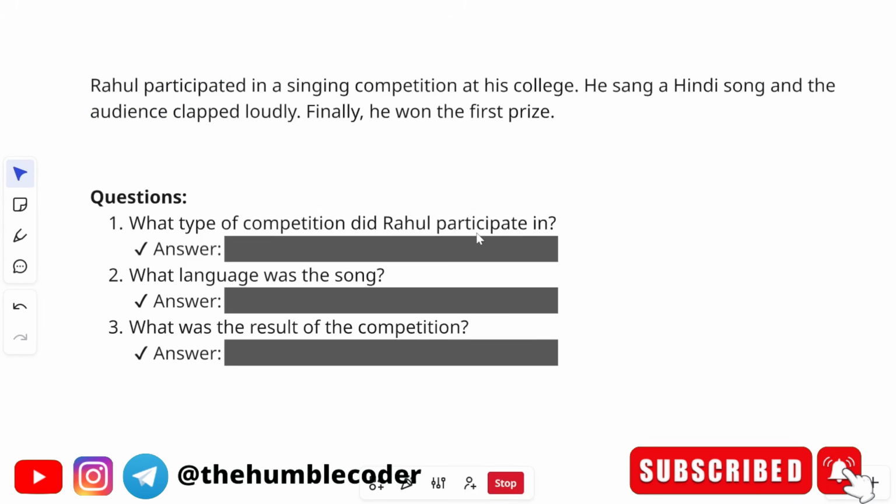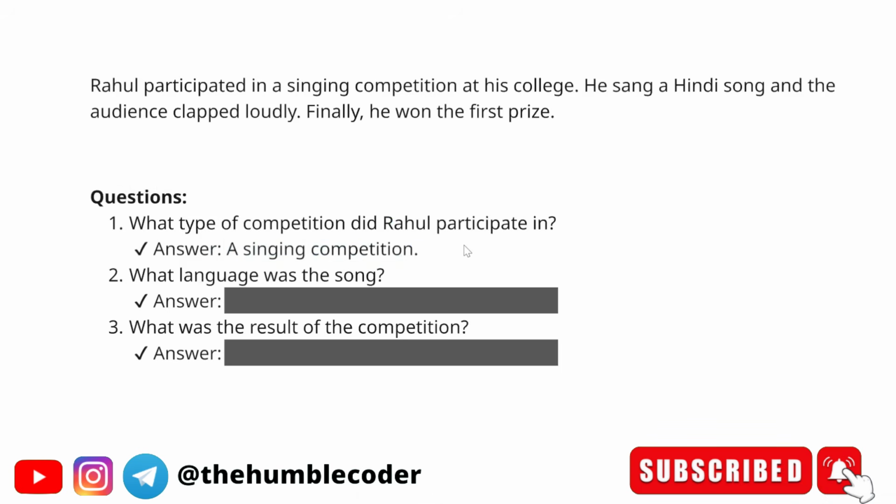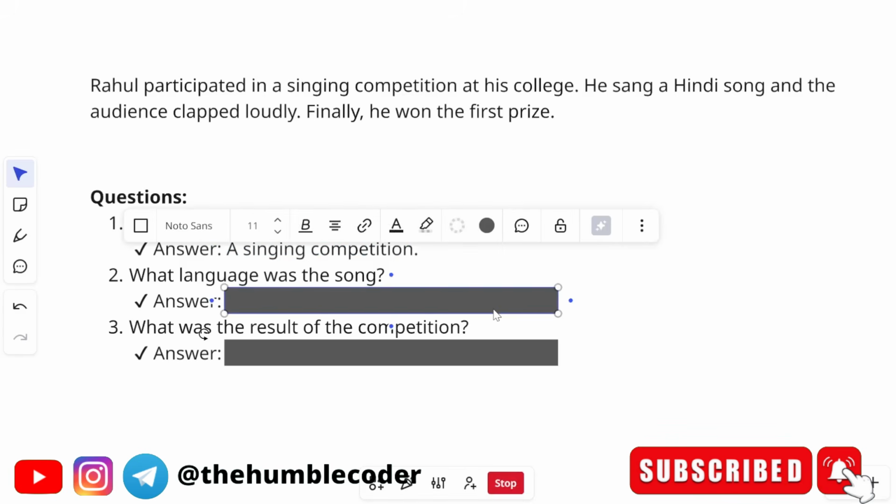The first question is: what type of competition did Rahul participate in? The answer for this will be, Rahul participated in a singing competition. So guys, you have to answer in this full sentence manner. Just make sure that you answer in this way.